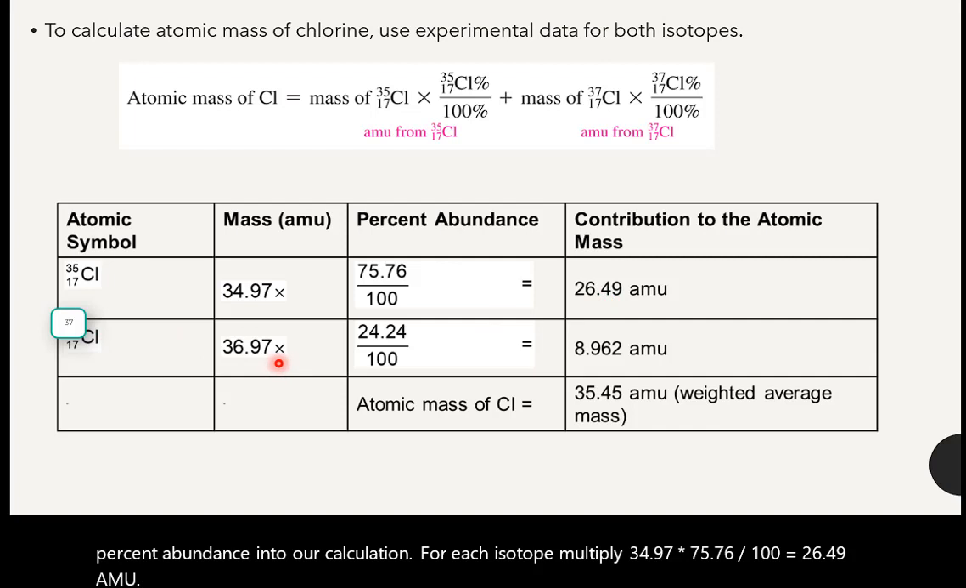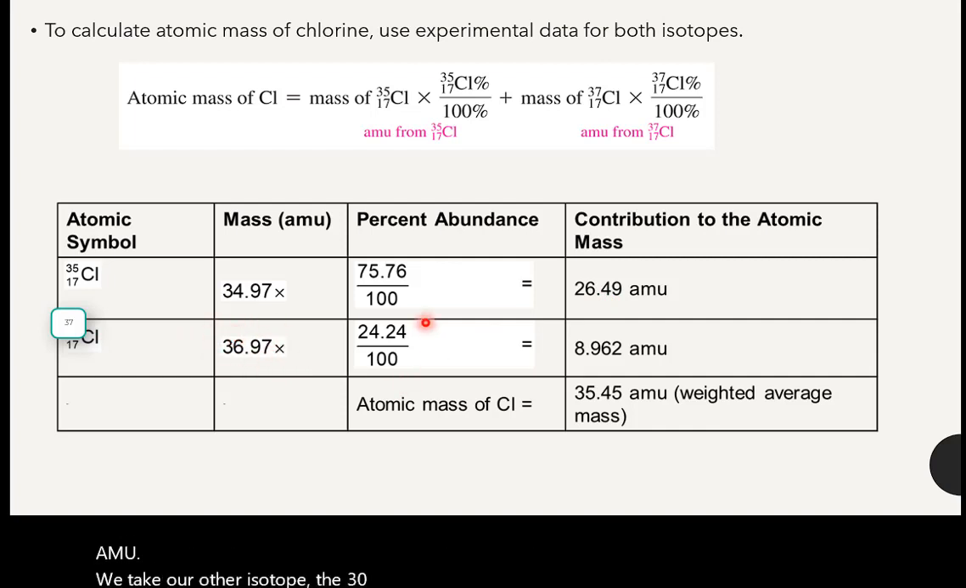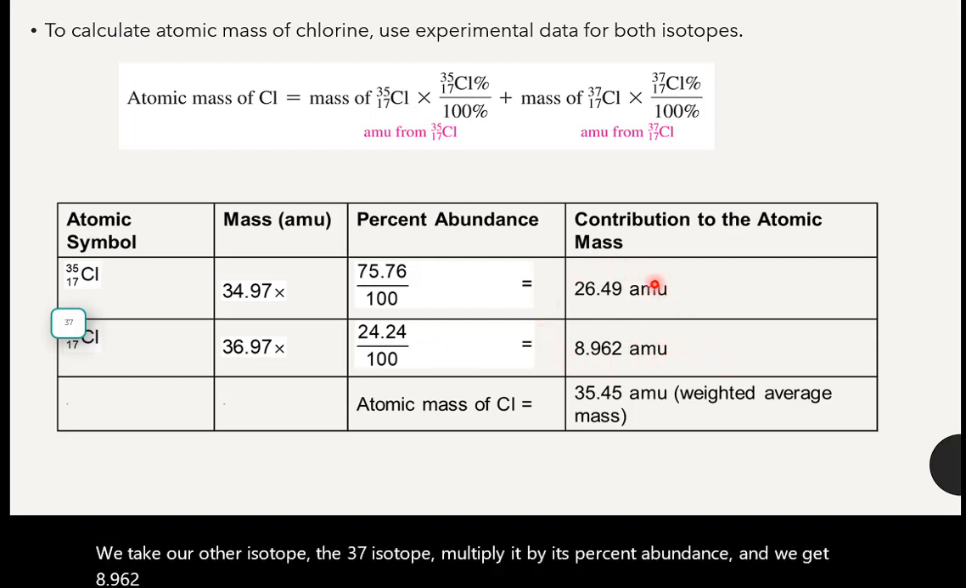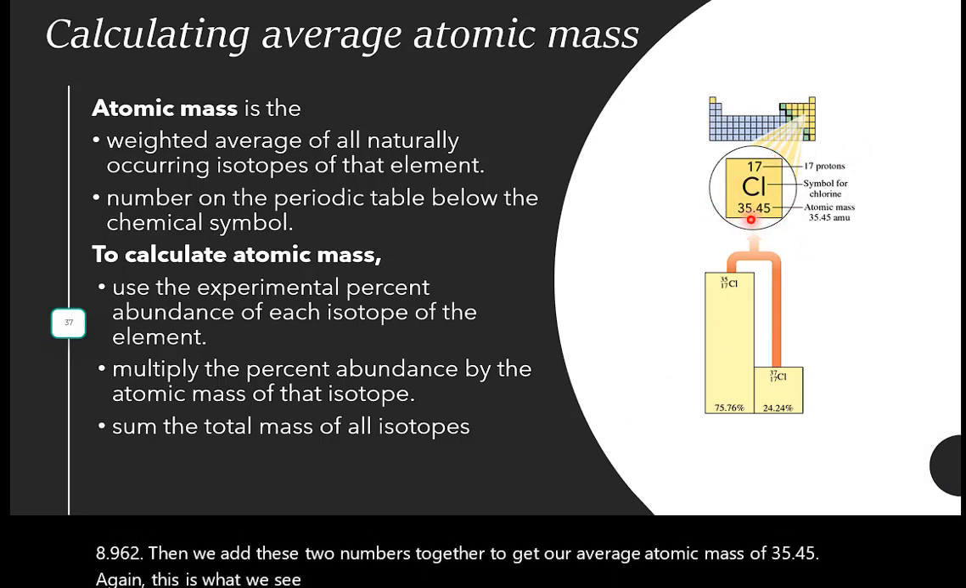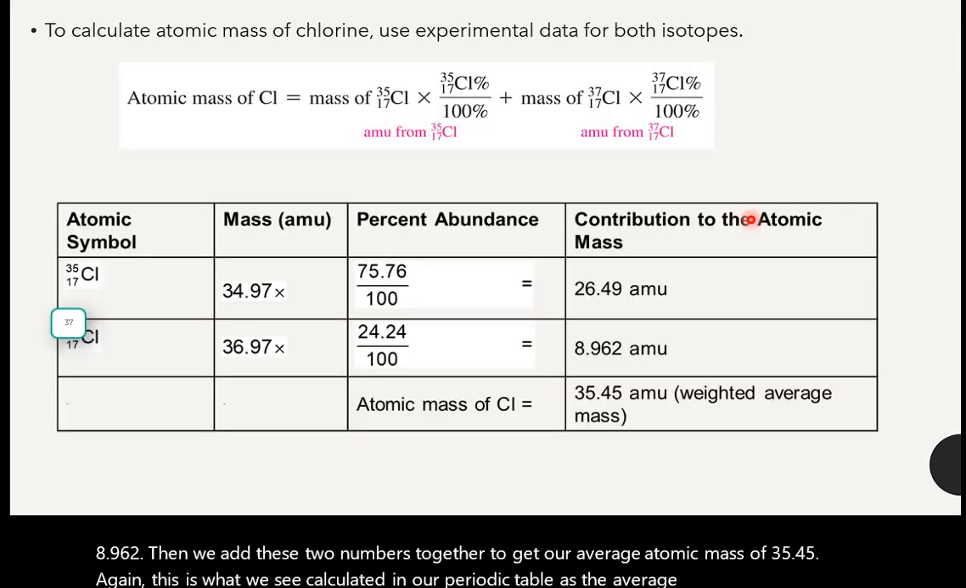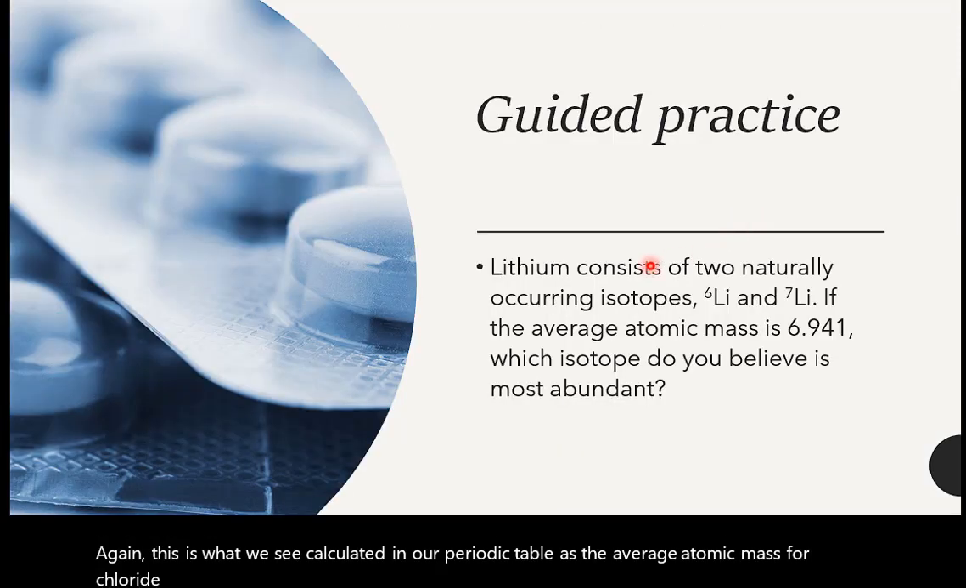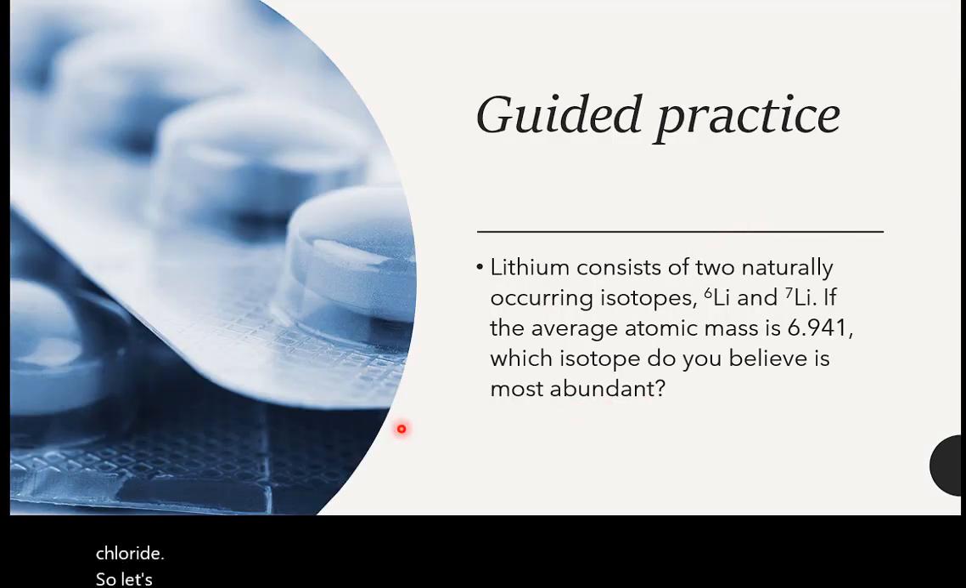We take our other isotope, the 37 isotope, multiply it by its percent abundance, and we get 8.962. Then we add these two numbers together to get our average atomic mass of 35.45. Again, this is what we see calculated in our periodic table as the average atomic mass for chlorine. So let's practice this again with lithium.